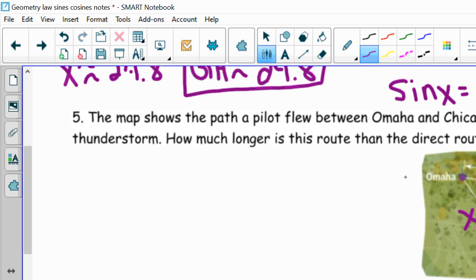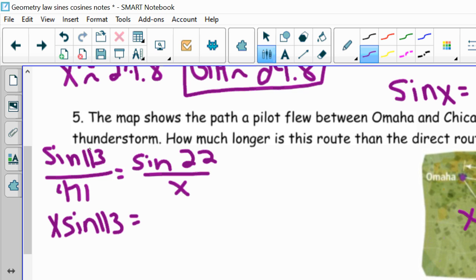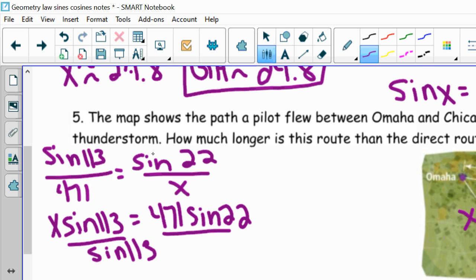Since I have my angles, okay, and I'm looking for side lengths, I'm going to use the law of sines here. So I would first say the sine of 113 over 471 is equal to the sine, it doesn't matter which one I find first, x or y, I'm going to do x, so x goes with 22 over x. Cross multiply, x times the sine of 113 equals 471 times the sine of 22. Get x by itself, so divide by the sine of 113.